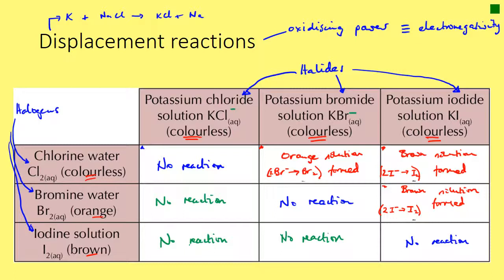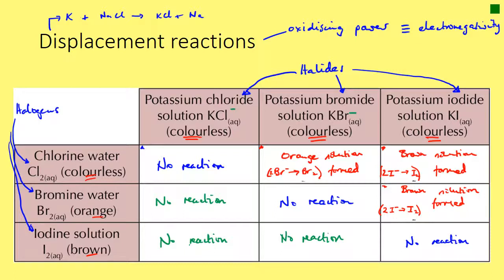So let's start with the first box here, this box that I've just annotated. We're going to add chlorine to potassium chloride. Chlorine and chlorides, halogen and halide, same thing, so we're going to have no reaction there. And while we're at it, let's fill these boxes in as well. We're not going to get a reaction when we put the halogen into a solution of the same halide.